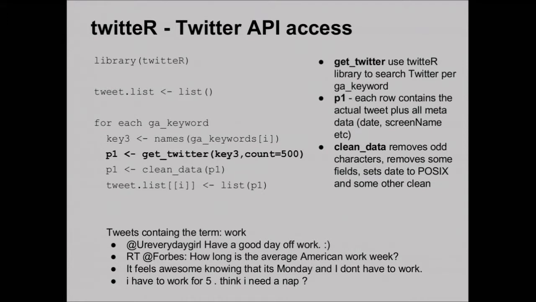So in this case, we're going to take each of these keywords from Google Analytics, go out and launch a search into Twitter, which we do here, and we search for 500 different tweets. We do some cleaning, which has to do with getting rid of some odd characters, changing the dates a little bit, and some other cleaning. We do that for each of the Google keywords. We search for it, clean it, and then we put it into what I consider a tweet list, just one entry in the list for each of these 500 tweets.